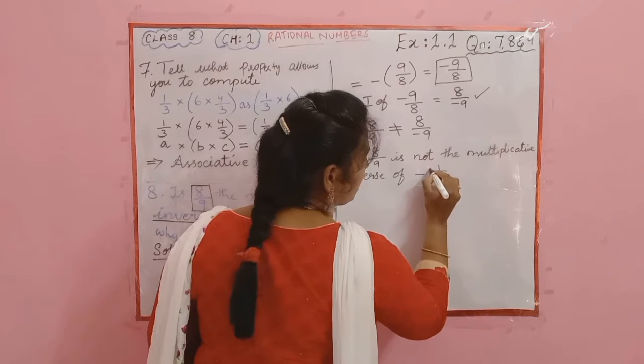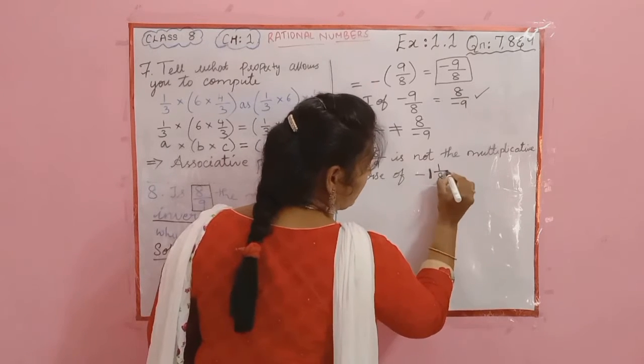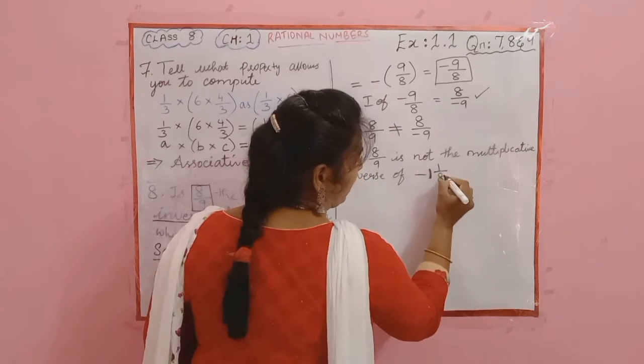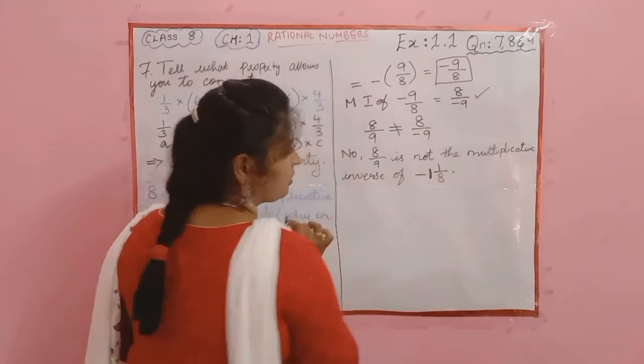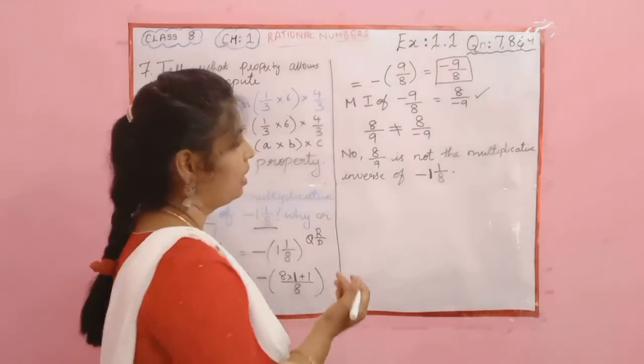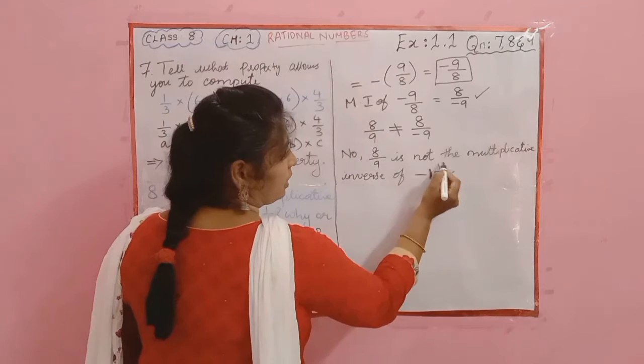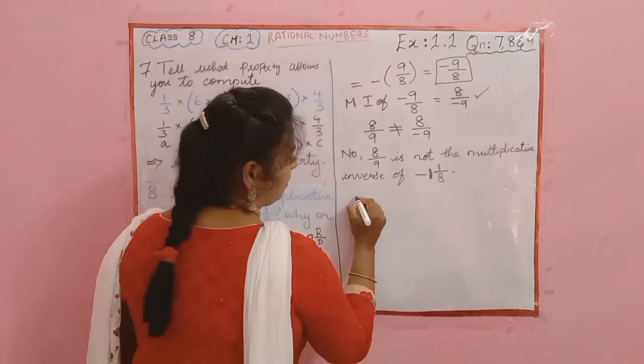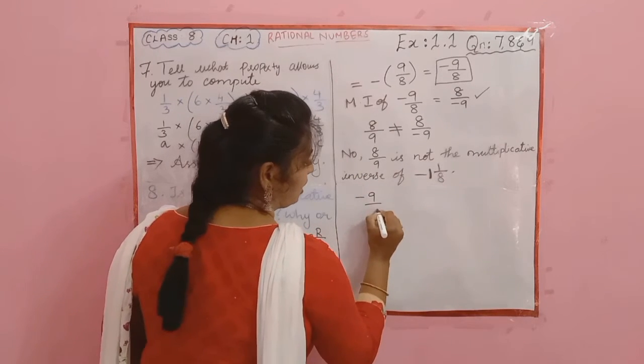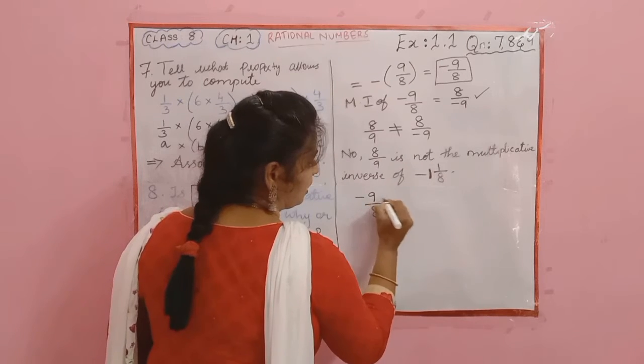Okay, this is the question. So when you write the final answer, you should mention that. So minus 1 1 by 8. Okay? So this is the first part. Now why? Because if we open this up, what do we get? It is minus 9 by 8. So this is our justification.